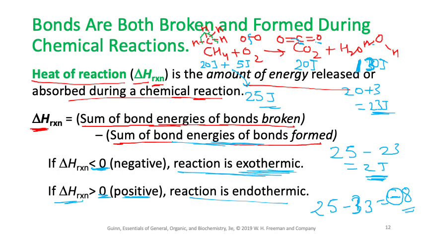So this is how you can compare the delta H of the reaction, by comparing the bond dissociation energy or bond energy of the reactant and product. Just remember, if delta H is less than 0, exothermic; more than 0, endothermic.